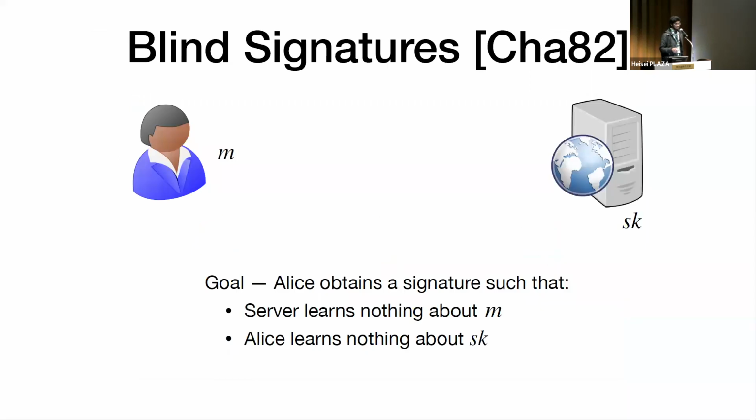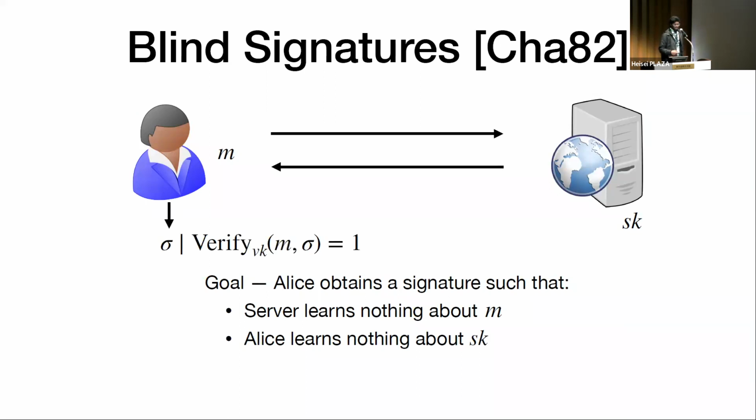Okay, great. So let's dive in. I'm going to start by defining what a blind signature is. So let's say Alice has a message M, a server has a signing key SK, and now the goal is for Alice to obtain a signature such that the server learns nothing about the message M, and Alice should not learn anything about the secret key SK. There's going to be some interactive protocol. At the end of this, Alice is going to output a signature which verifies under the corresponding verification key.